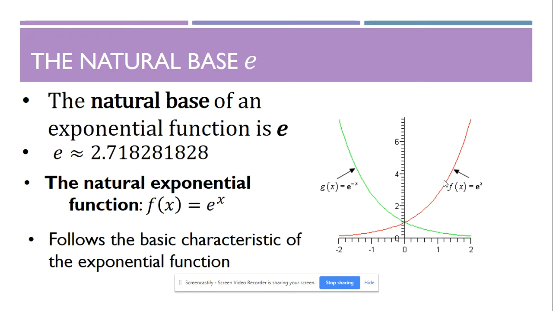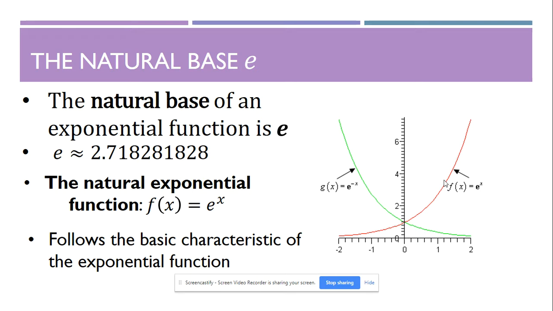Same thing with e. So the natural exponential function, we call it, is f of x equals e to the x. So it's just saying we have a base of 2.718 and so on. And this is going to have special functions as you see as we get into logs and all of that stuff that goes along with exponential functions.